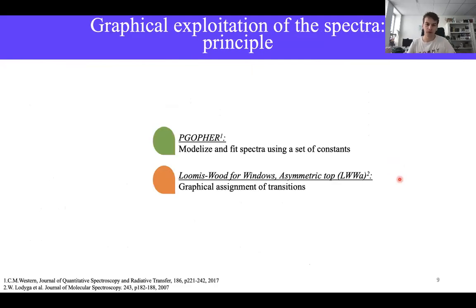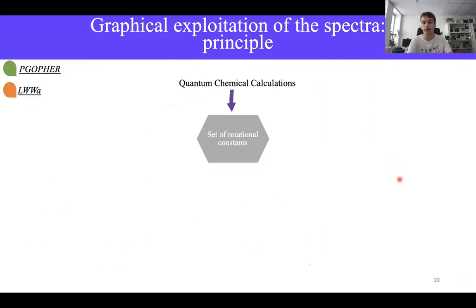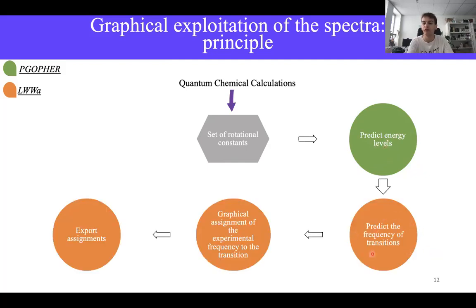We use 2 software packages to make the graphical exploitation of the spectra. We use SPCAT and SPFIT to model and fit the spectra using a set of constants, and LLWP for Windows, the asymmetric top one from Lodyga, to make graphical assignment of transitions. So how does it work? We have a quantum chemical calculation that gives a set of rotational constants. We will predict the energy of rotational levels of the molecule with the prediction software. Then, in LLWP, we predict the frequency of transitions between levels.